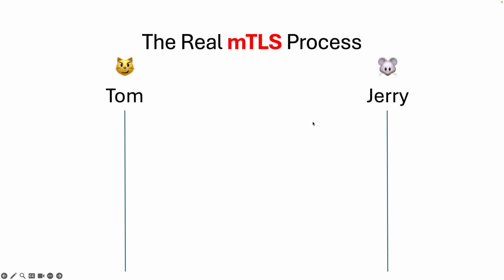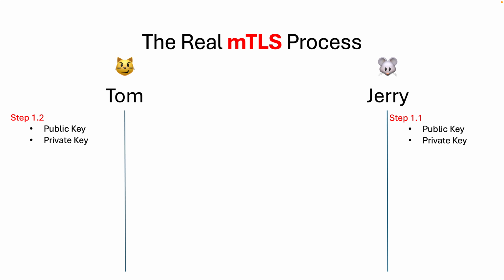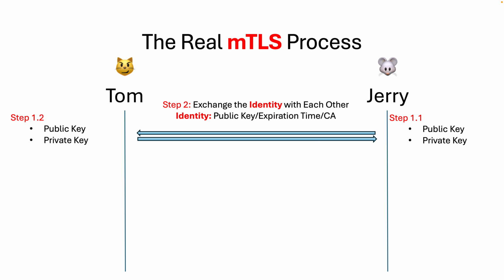Let's see how real mTLS works. Step 1. Both Tom and Jerry will need to generate their own key pair. And then step 2, they will exchange their identity. This identity not only has their public key, but also has other information, like expiration date.